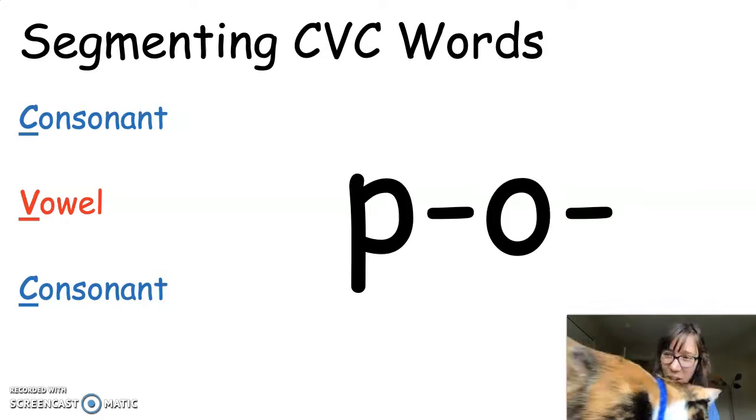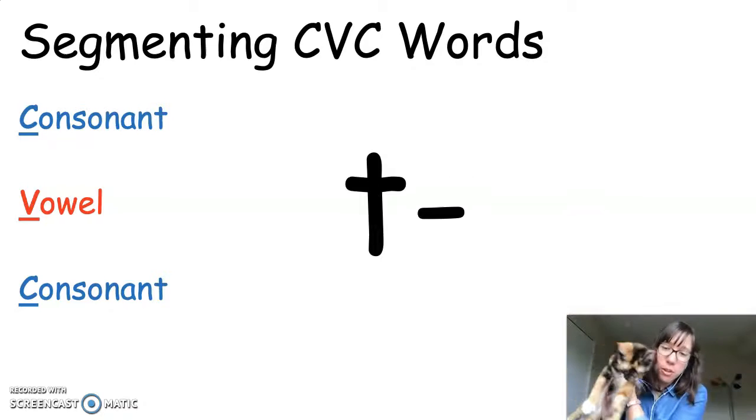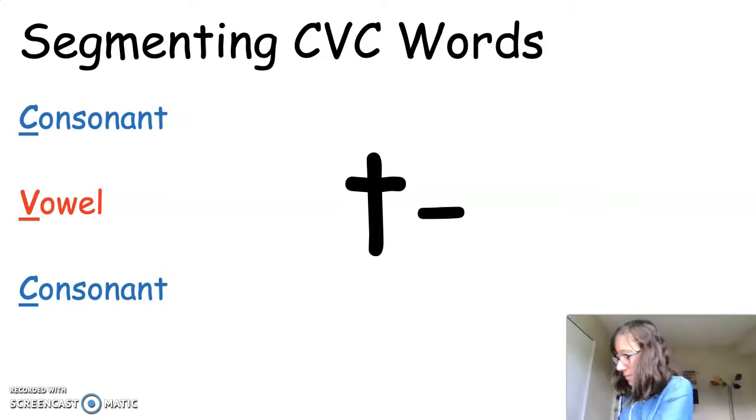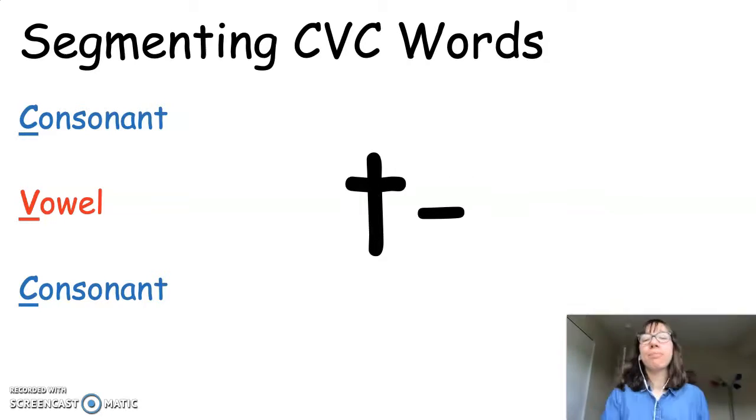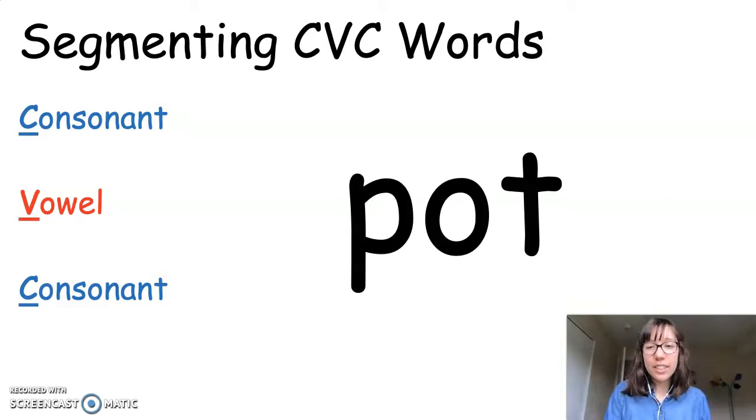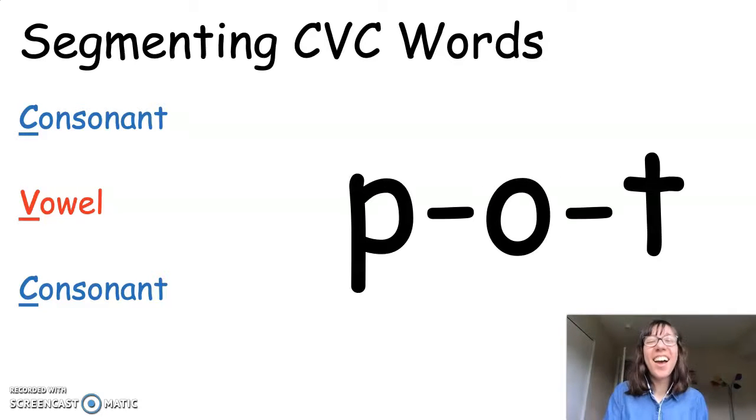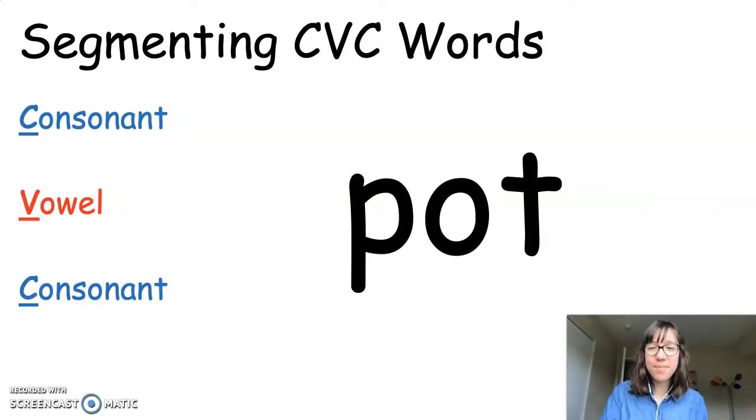Amelia, are you going to help us? This is Amelia, if you have not met her before. She is my cat. She'll be popping in and out. And I think she stepped on the screen. All right, so pot is what we're working on right now. And we can see that that third letter is T that says t. So we have P-O-T, pot.